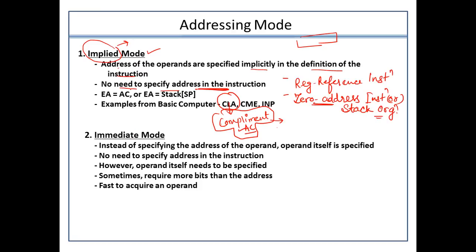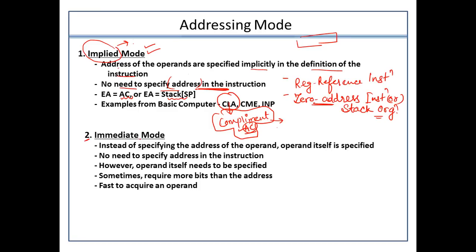So they don't require any sort of addressing bits or effective address, but the data which is available in the accumulator, or the data which the stack points to, will always point to the top of the stack, right? So this data will be provided here in this implied mode. No need to specify a specific address where you have to reach in the memory. So this is the implied mode.